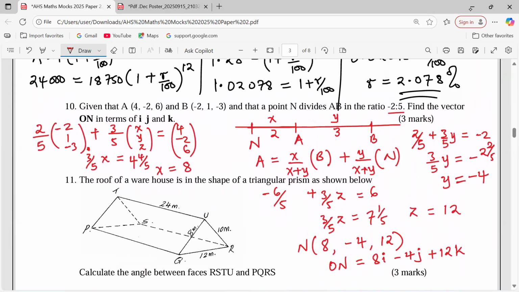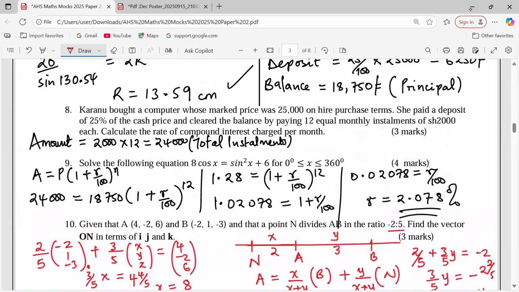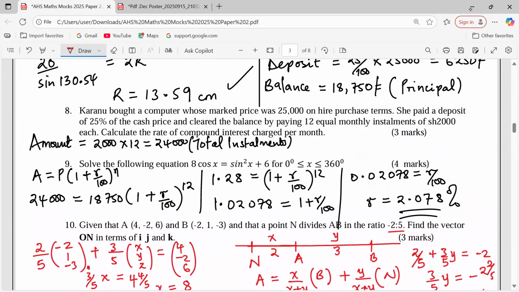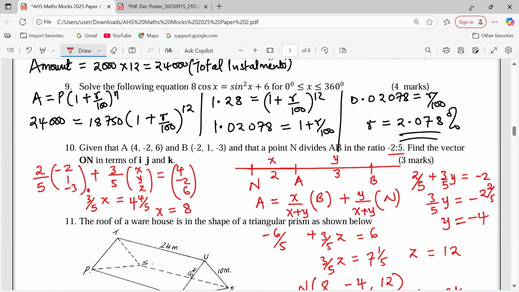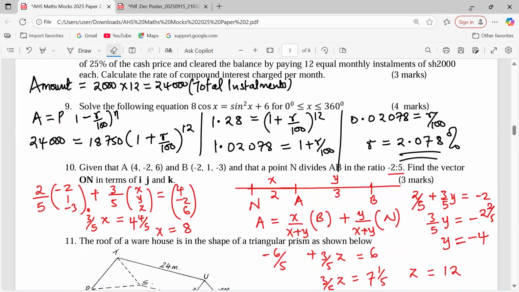We are now at number 11, right? Is there a question that we are skipping? Yeah, number 9, which is trigonometric. So let's check the trigonometric question in number 9. I think that one I've not solved.